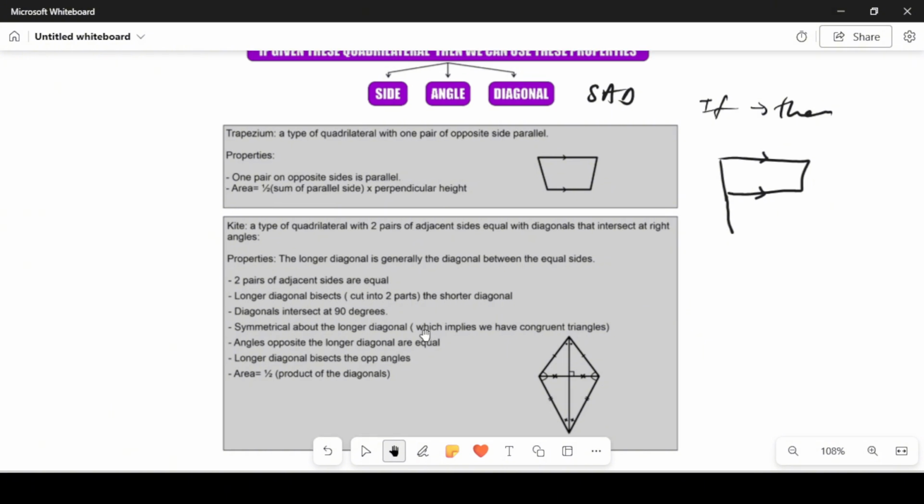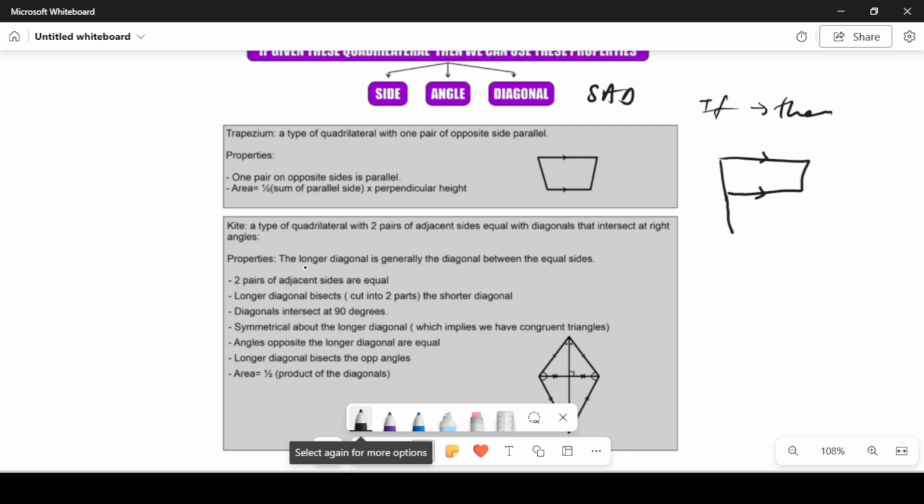Then we move over to the kite. A kite is a type of quadrilateral with two pairs of adjacent sides equal with diagonals that intersect at right angles. So that's the basic definition. It is a quadrilateral with two pairs of adjacent sides equal. Adjacent means next to each other. So this here is one pair and this here is another pair. These sides lie next to each other and they are equal. And the diagonals intersect at 90 degrees. So that's the intersection point. What are the properties of a kite?